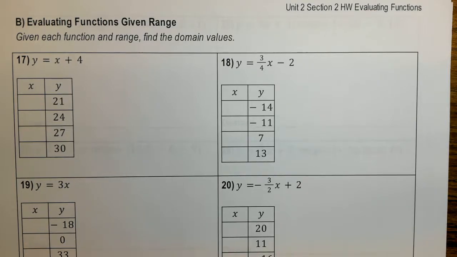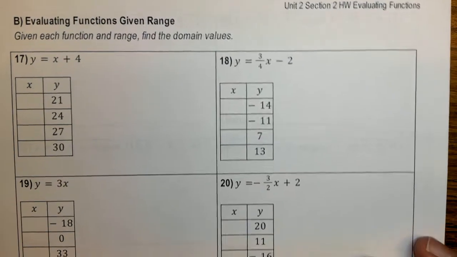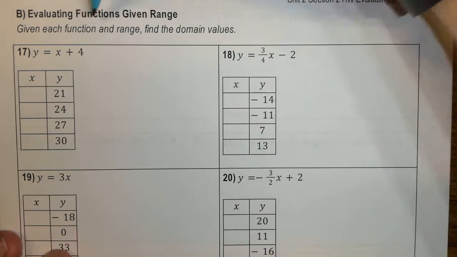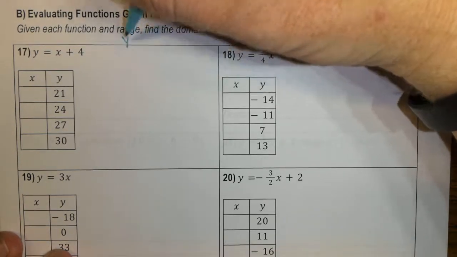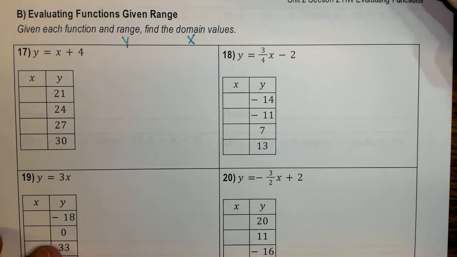Alright, so this is the Unit 2, Section 2 homework. This is the third page, 17 through 24. Now, if you read the directions, we have a function in the range, which range is y. Find the domain, or x values.